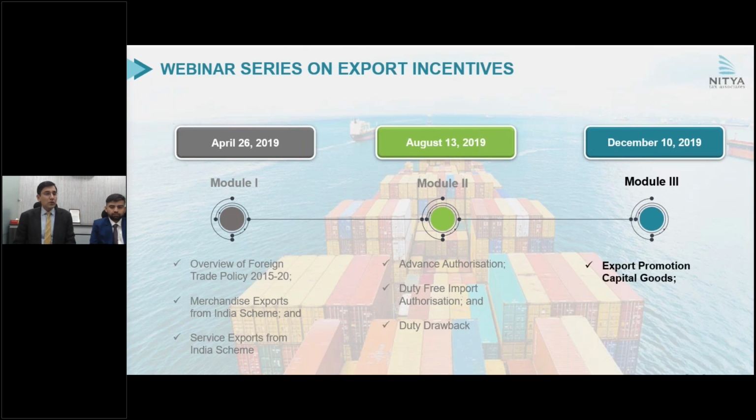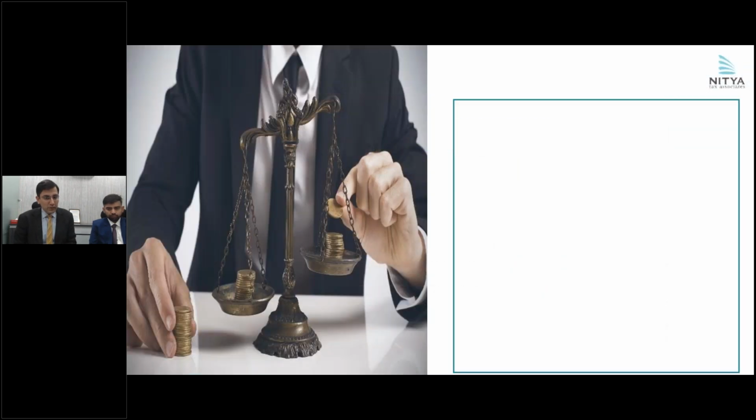Today's module is focused on EPCG scheme, deemed exports, and interplay of export refunds under GST laws with the foreign trade policy. Very importantly, we'll be covering two recent amendments. One, the retrospective grant of duty drawback for deemed exports. It's a very positive step, which has been granted on a retrospective basis. And secondly, the recent ruling of WTO, in which they have held most of the export incentives granted by Indian government to be not compatible with WTO regulations. So with this, we start today's webinar.